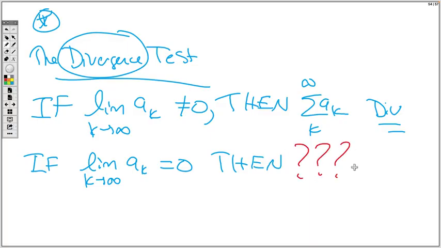Once again, divergence test, typically very quick to apply, but it doesn't give you the complete story. If the limit isn't 0, it diverges for sure. If it is 0, we don't know what goes on. We had geometric series.